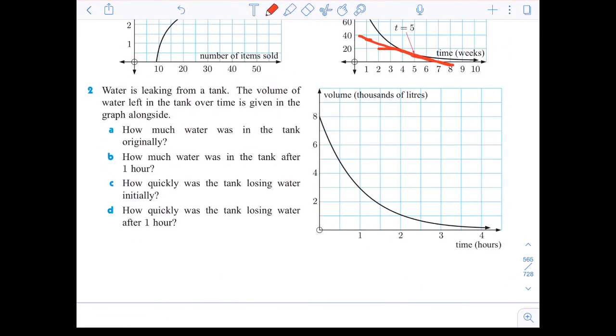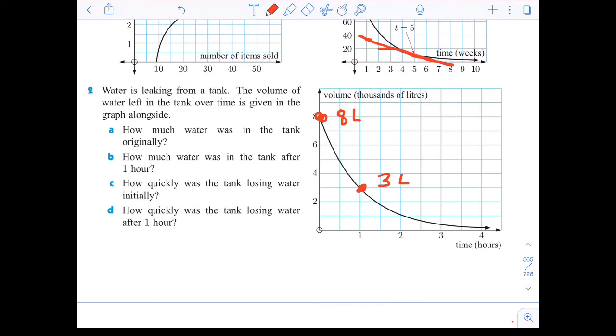As we continue, water is leaking from a tank. The volume of water left in the tank over time is given in the graph alongside, over here on the right. How much water was in the tank originally? Well, if I look here, I see that it had 8 liters of water in the tank originally. That's at time 0. How much water was in the tank after 1 hour? I'd say it looks like there was 3 liters in the tank after 1 hour. How quickly was the tank losing water initially? So what does that mean? That means right at the beginning. How fast was the water decreasing?